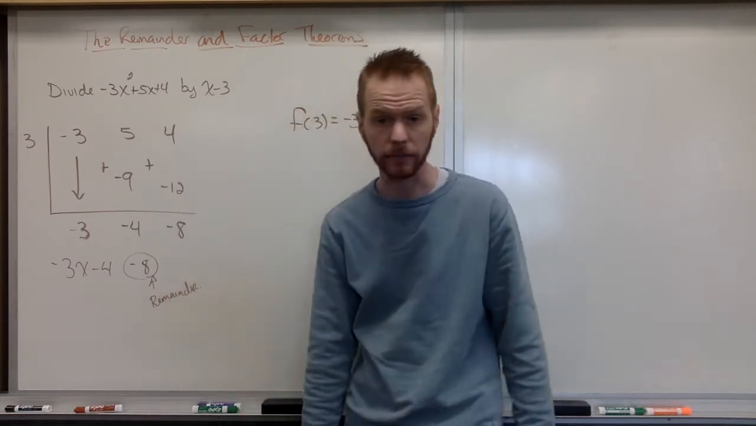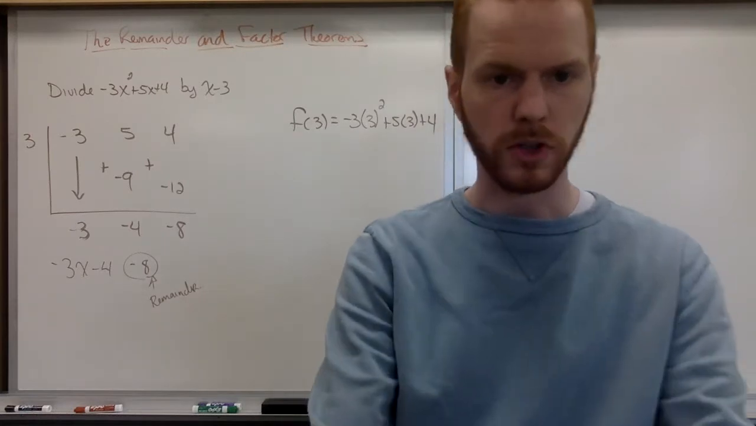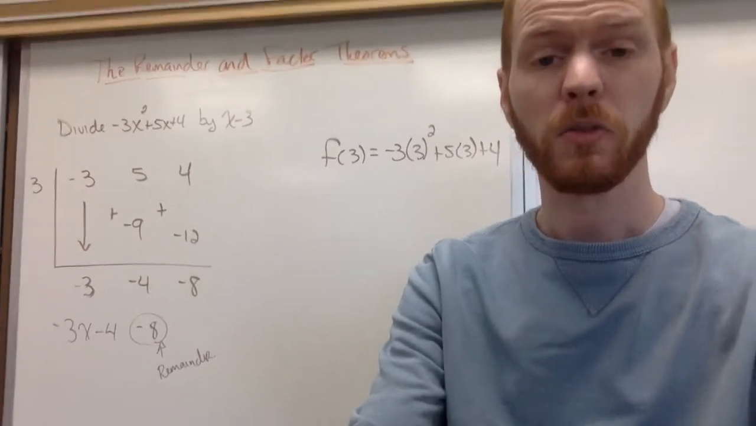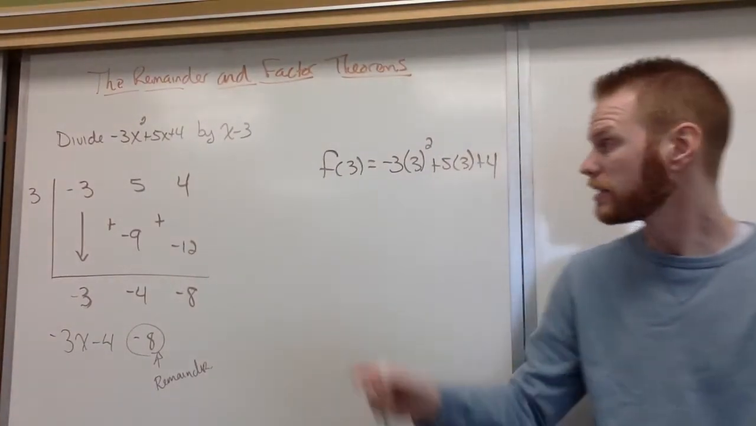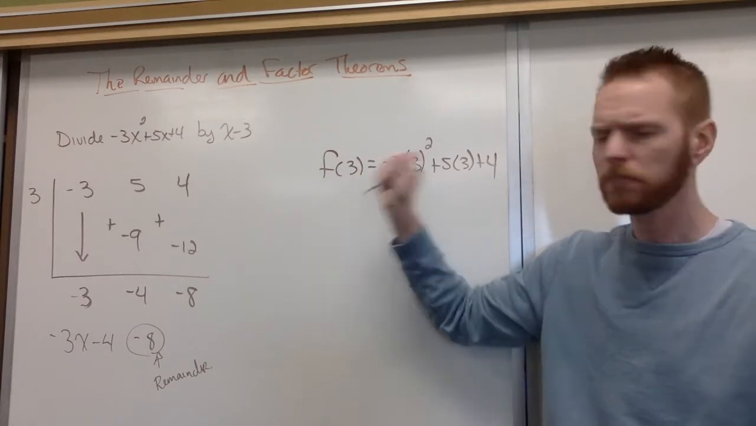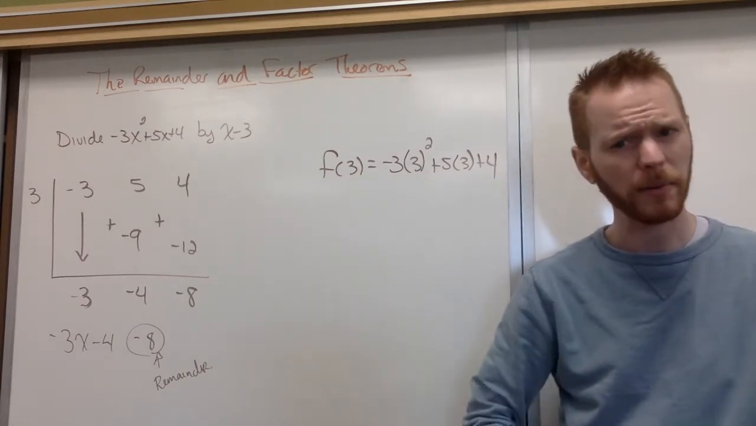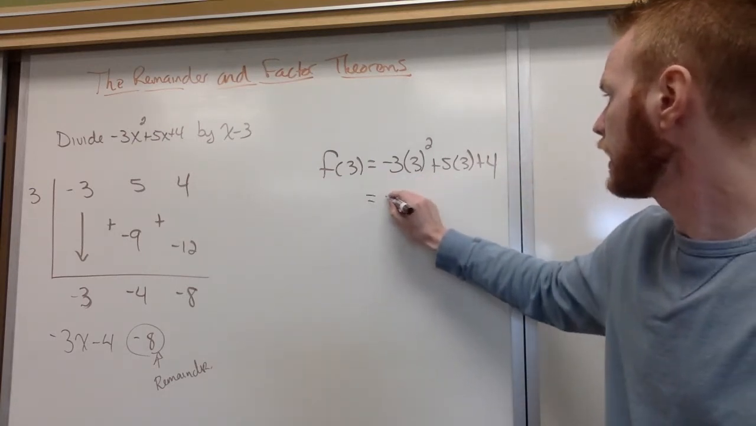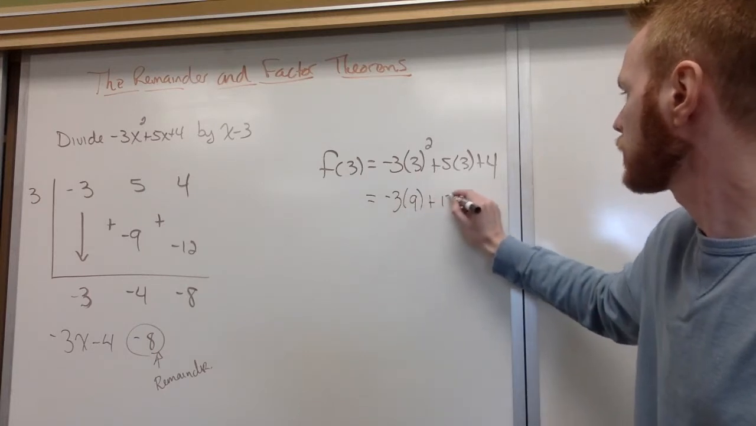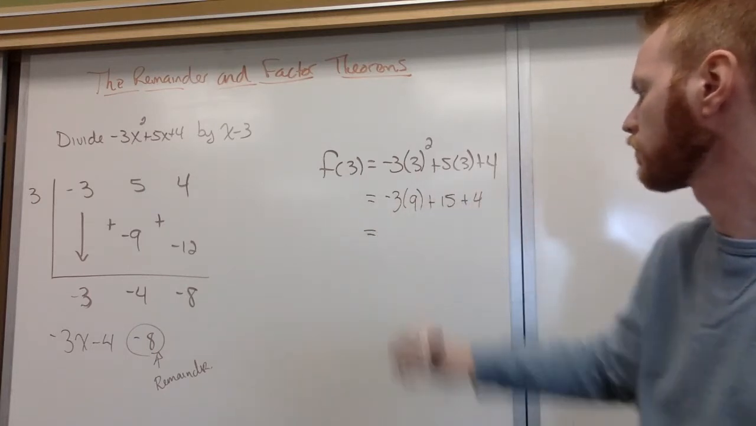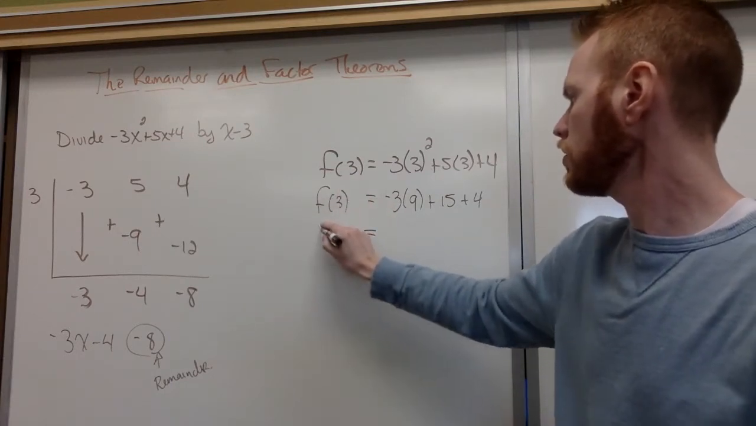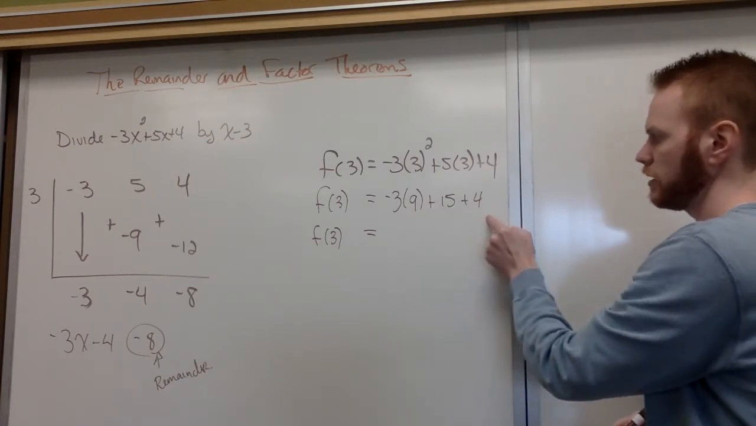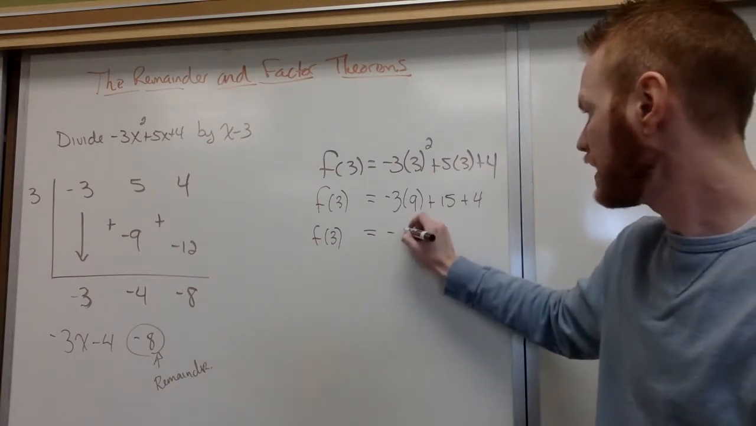Now, let me move a little bit closer so we can see this better. What I'm going to do is take the same polynomial and plug 3 in and evaluate it. Why am I going to do this? Well, you'll see. When I plug this in, I get negative 3 times 9 plus 15 plus 4. Let's continue to simplify this: negative 27 plus 15 plus 4. That gives me a negative 8.